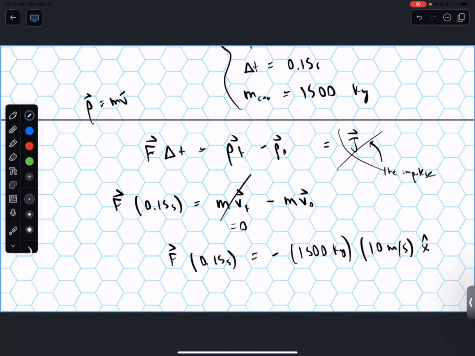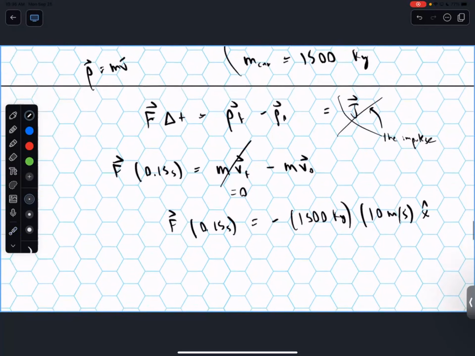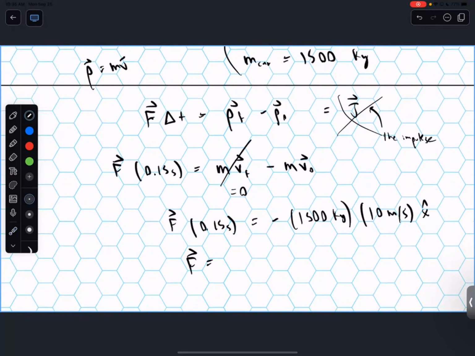Okay, so I can go ahead and solve. Now all I'm going to do is take this and divide it out over there to find this term. If I write that out, I get that F is equal to negative, so I'm keeping that negative sign, 1,500 times 10 over 0.15. Let's do the units real quick. That's kilogram times meters per second, so I'm getting that from this and this. Then I divide through by seconds, so I should pick up another seconds. And then I still have this x hat, which I just bring straight down.